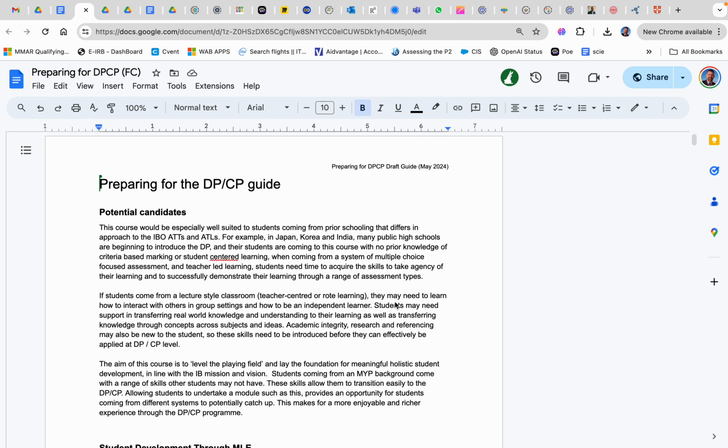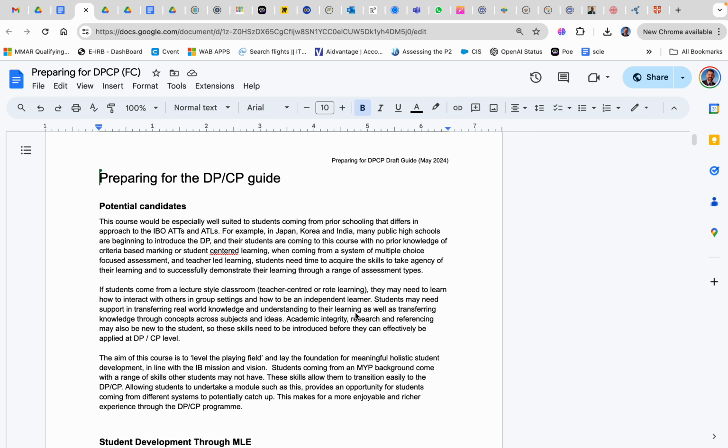Wanted to share one idea that we had. This was preparing for the DPCP MLE, working together with Kate and James and Hoken and myself. We went around and around. There were some great ideas, and I think at one point we diverged just a little bit, so I thought it was worth sharing this version of a plan for the guide.